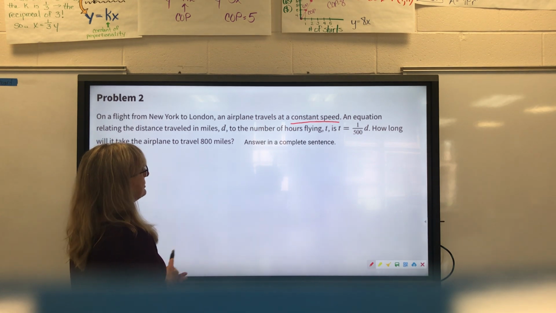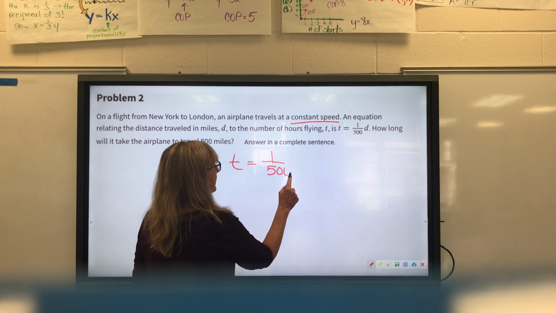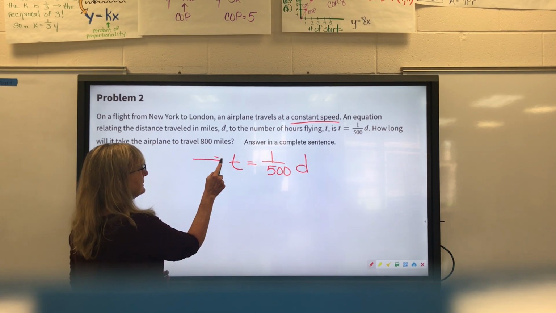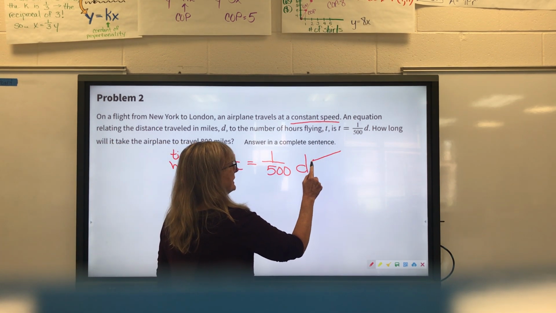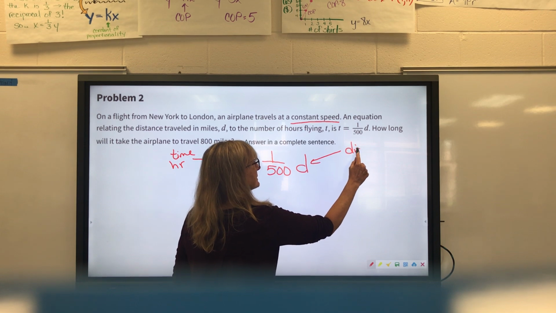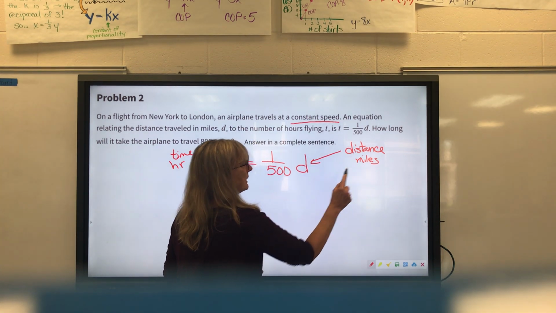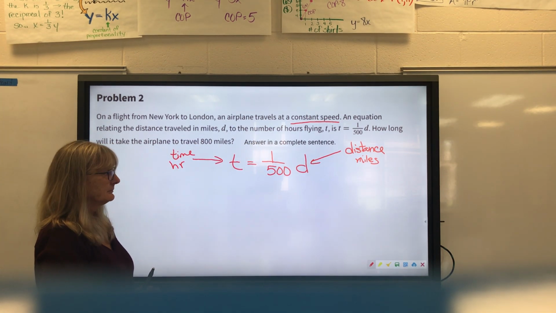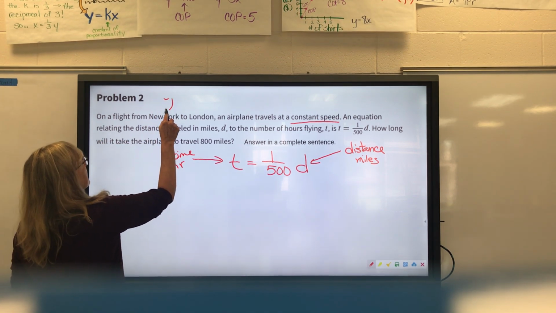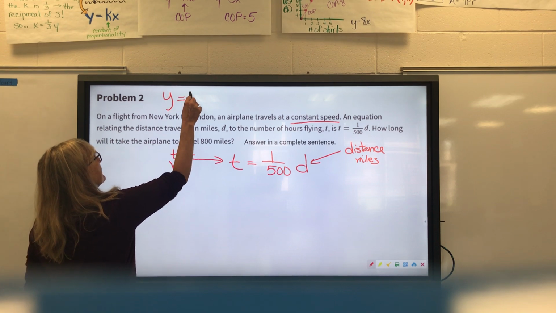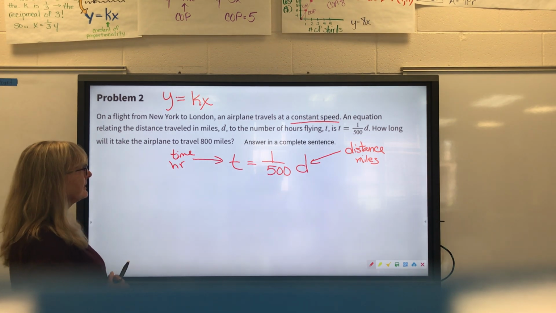Okay? We also know the equation is this. T is time in hours, and D is distance in miles. What is that 1/500? The constant.